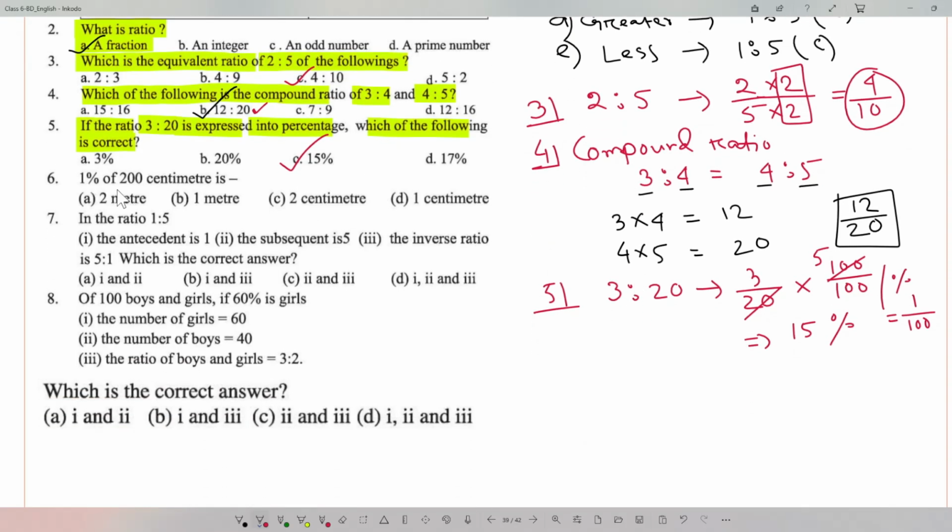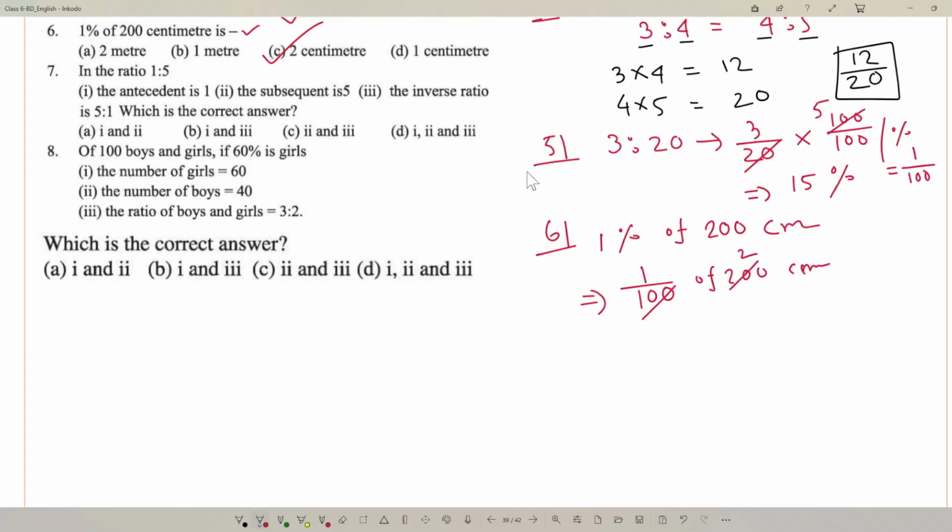Number 6. Here it is mentioned, 1% of 200 centimeters. So we can write 1% of 200 centimeters. 1% means 1/100 of 200 centimeters. So 200 divided by 100 is 2 centimeters. So our right answer is number C, which is 2 centimeters. Okay.